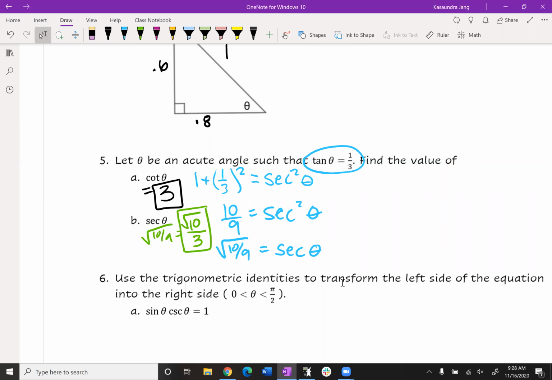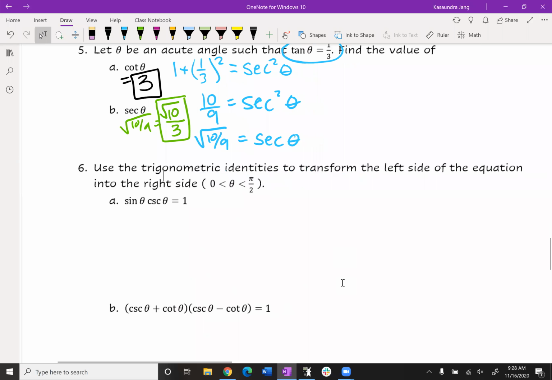Okay. So then next up, we're going to use the trig identities to transform the left side of the equation into the right side equation. And we're talking about between 0 and pi halves as far as radians go, which we talked about a second ago, but between 0 and pi halves is pretty much saying you're in the first quadrant. It's kind of their way of saying quadrant 1. Okay, that's what these guys are saying. All right, so use the trig identities to transform the left side of the equation to the right side. I'm trying to get all of this stuff to equal 1. I'm trying to prove that it actually equals 1.